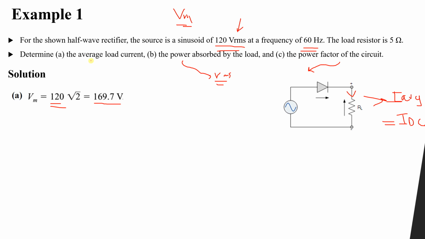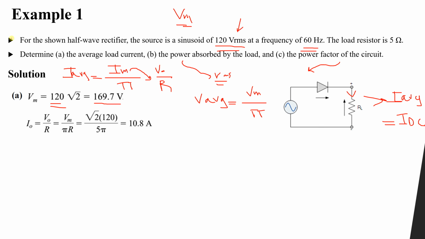Now, how can we get the average load current? If you remember, I average is simply equal to I max divided by pi, similar to V average equal to V max over pi, the V average across the load, which we learned in the previous lesson. So I average is I max over pi, and I max itself is equal to V max divided by the total resistance in the circuit.